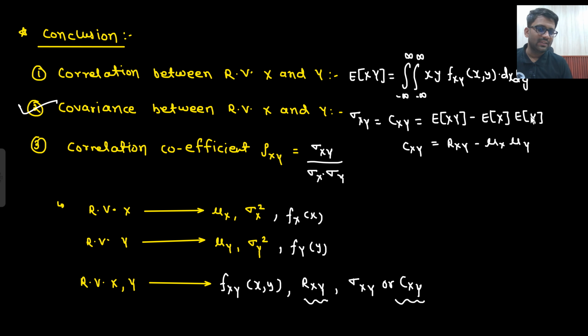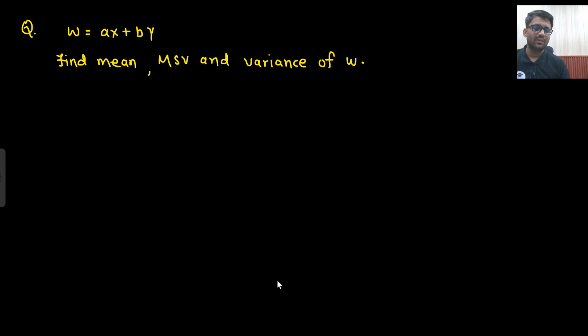So E[XY] minus E[X]E[Y]. Okay. Correlation coefficient is sigma XY divided by sigma X dot sigma Y. The name is correlation coefficient, but it is associated with covariance only. Well and good. Now, W equals AX plus BY is given. You need to find the mean square value and variance of W.